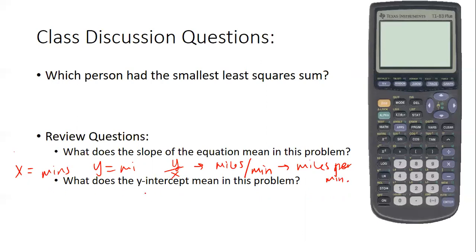Okay, what does the y-intercept mean? The y-intercept is your beginning value. So depending on which person you're looking at, your y-intercept is saying at 0 minutes, you were X amount of miles away from a starting point. Some amount of miles from a starting point.